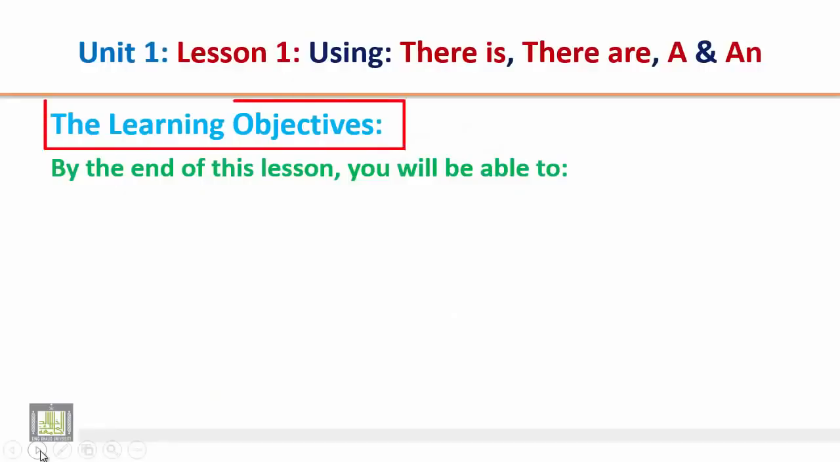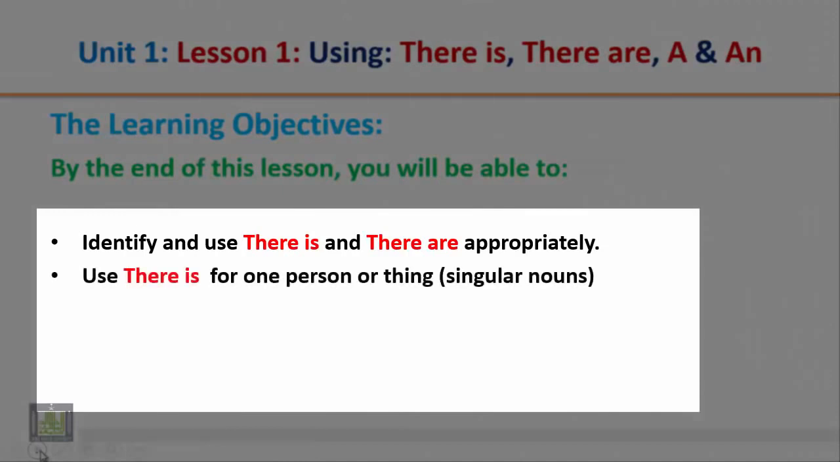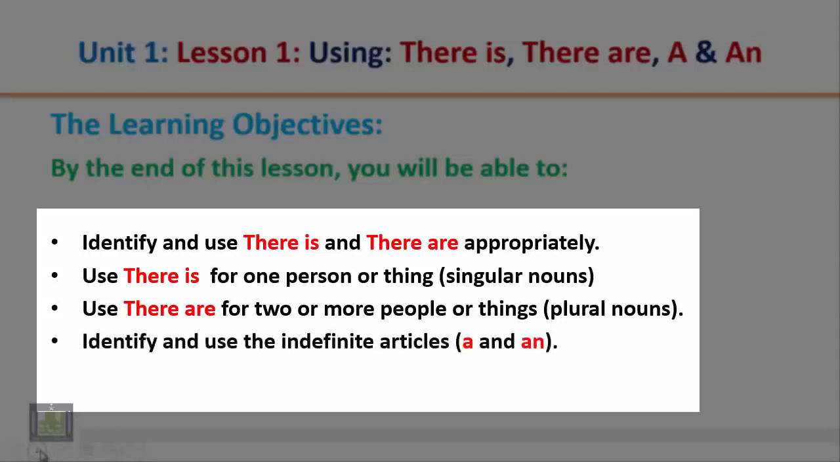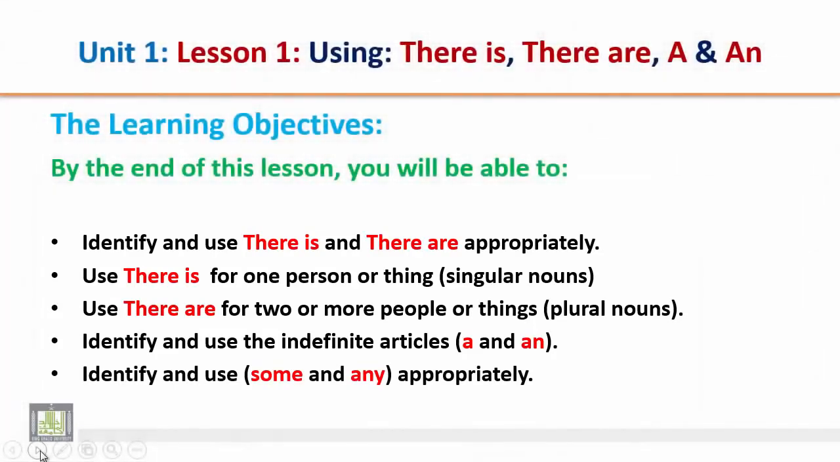The learning objectives. Dear students, by the end of this lesson, you will be able to identify and use there is and there are appropriately. Use there is for one person or thing, i.e. singular nouns. Use there are for two or more people or things, i.e. plural nouns. Identify and use the indefinite articles a and an. Identify and use some and any appropriately.